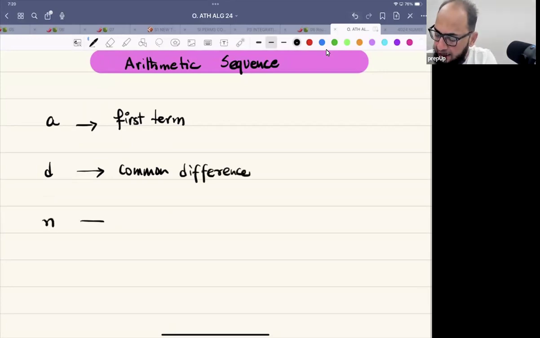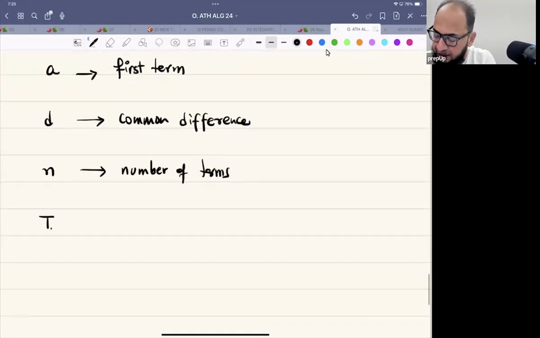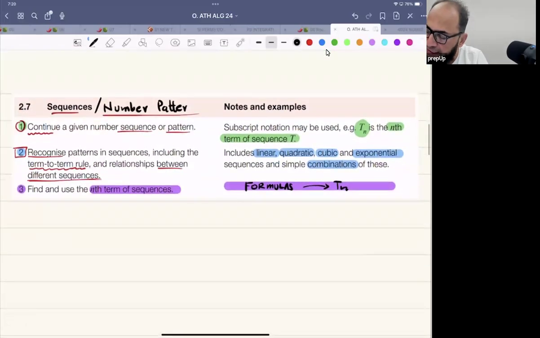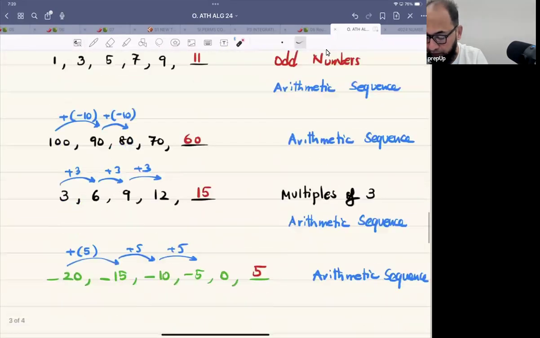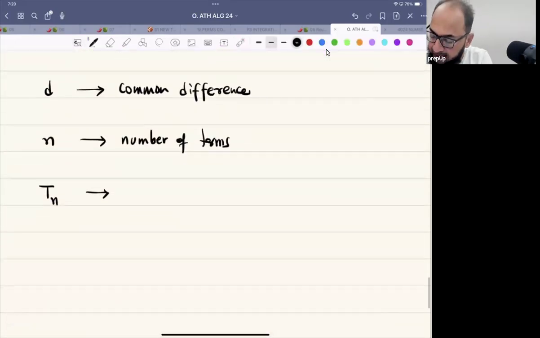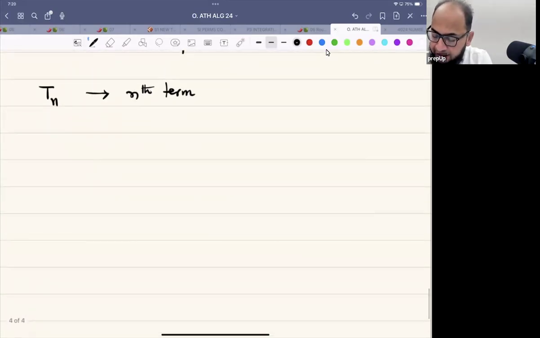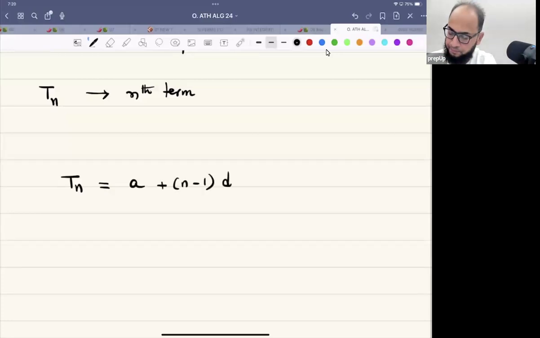Then let me write N, that is the number of terms. Let me write T subscript N, which we have seen in the syllabus above. So this thing over here, Tn, that is the nth term of a sequence. So this is the nth term. And let me write a formula that connects all these four. Therefore, Tn is A plus (n minus 1) into D.